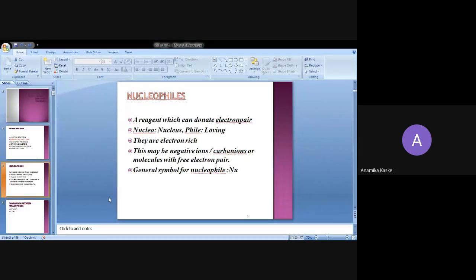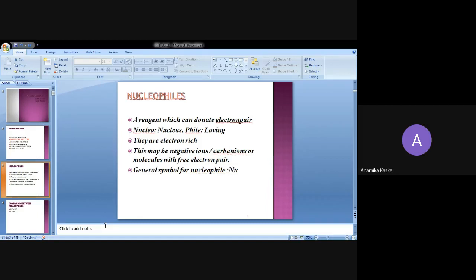So I will just go through the term. Nucleo means nucleus. This is the nucleus, and what is the charge of the nucleus? Positive. And phile means loving. So nucleophile means nucleus loving.